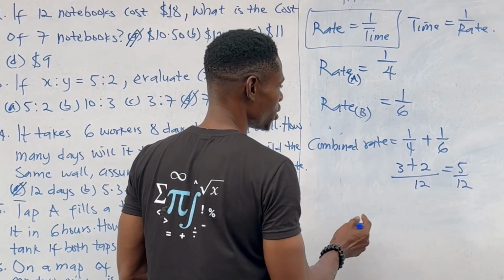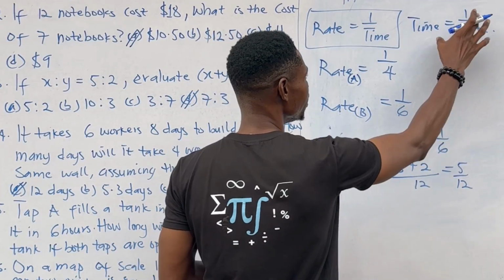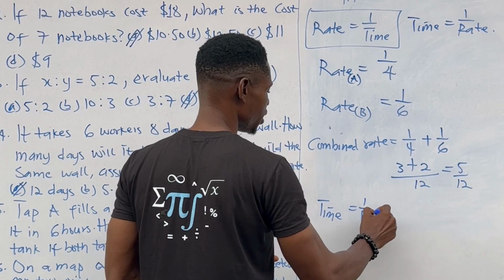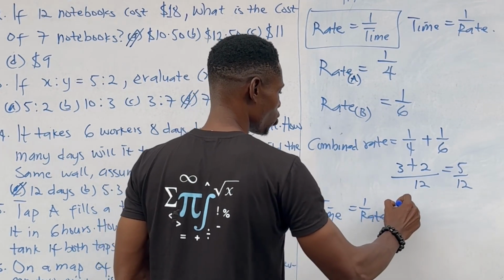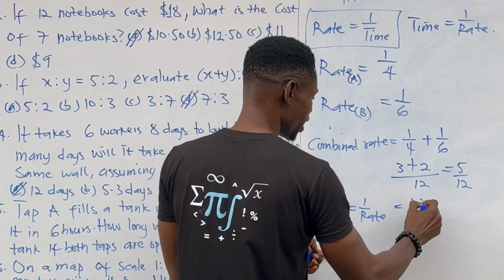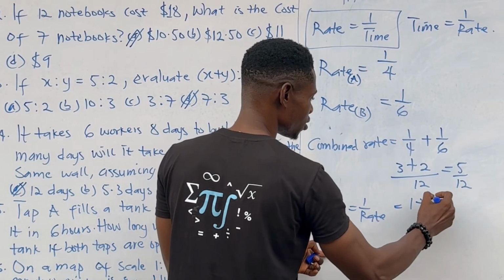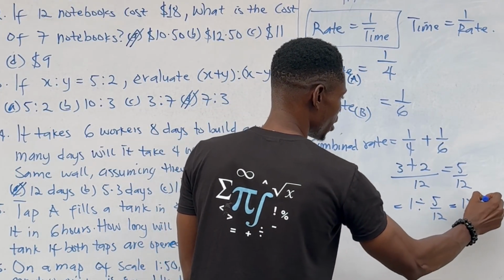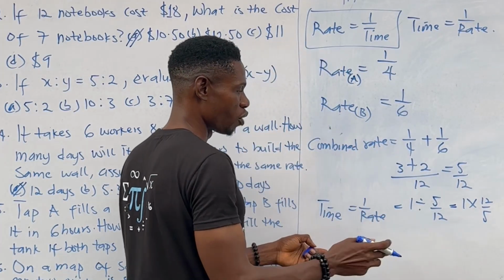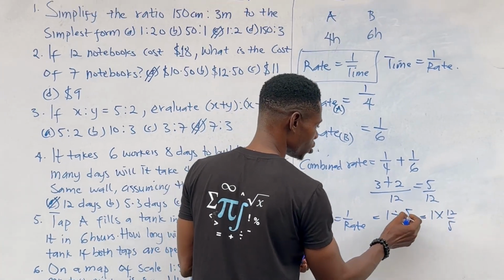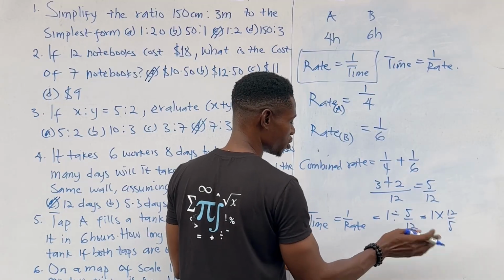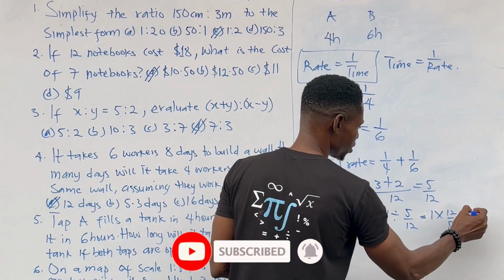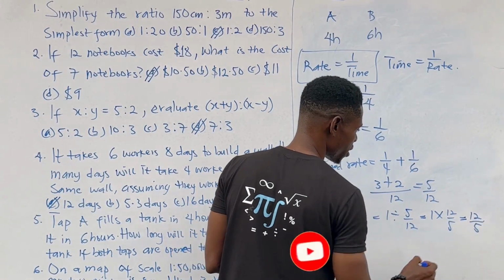And our job is now easy. Once we know the combined rate, we can know the time. So time equals 1 over rate, right? So 1 divided by our rate, which is 5 over 12. And that will give us what? 1 multiplied by 12 over 5. Remember, when you are changing this division to multiplication, you get the reciprocal of what you have on the right-hand side. So our answer is 12 over 5.